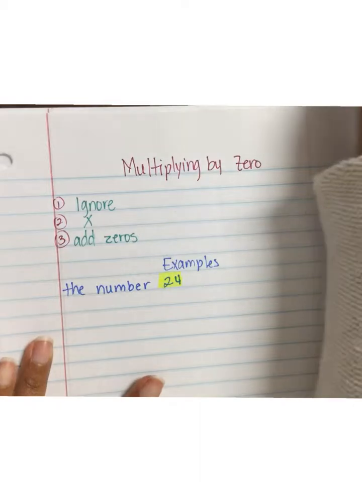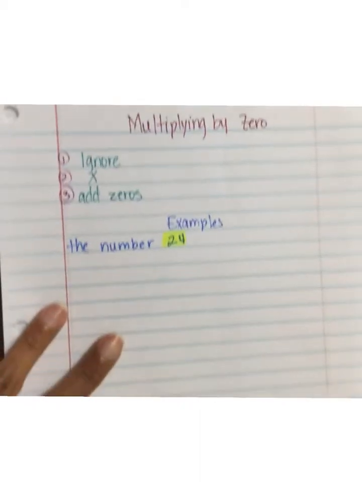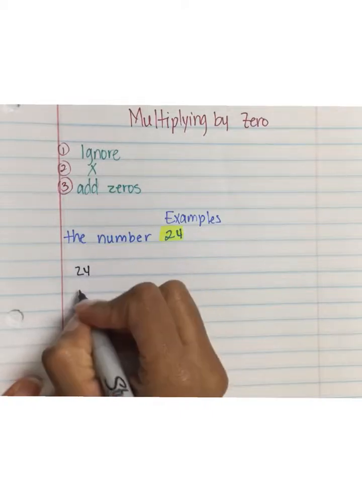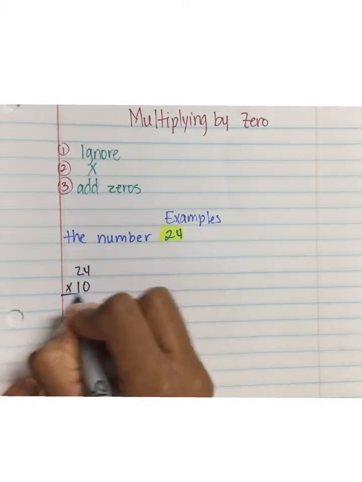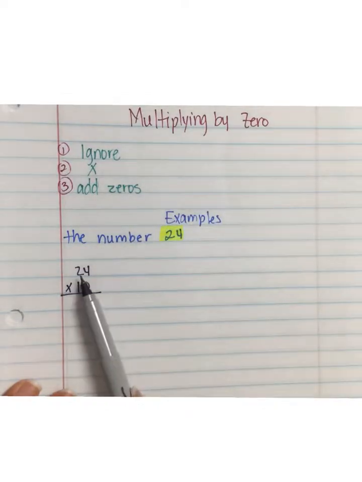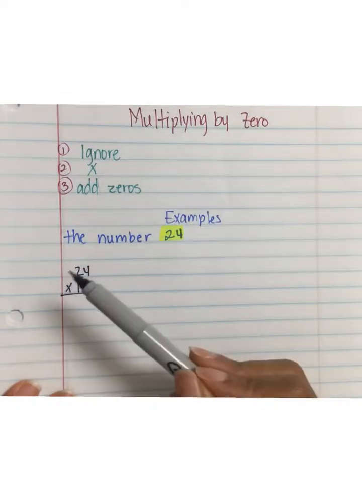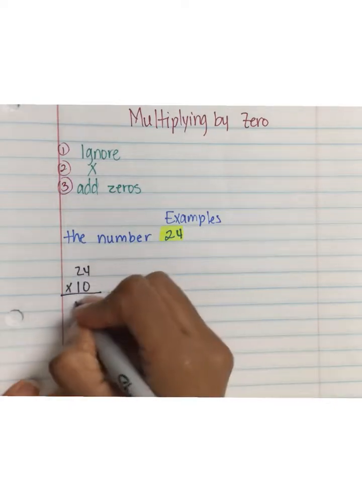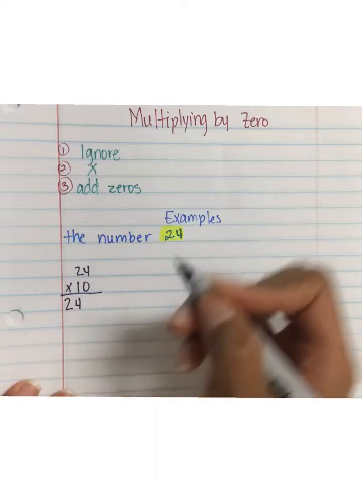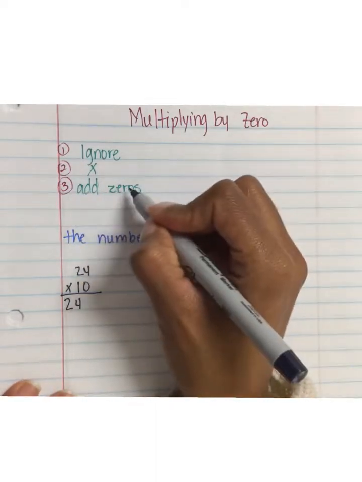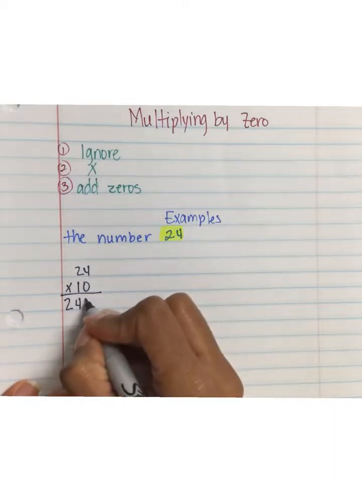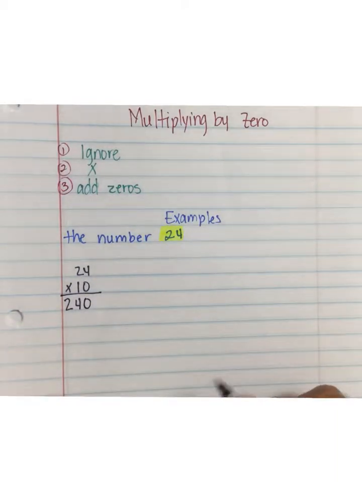For an example, I want to use the number 24. So what I can do is take 24, multiply by 10. The first thing we do is ignore that 0. So that 0 does not exist right now. So what I have is 1 times 4, which is 4. 1 times 2 is 2. And the very last step is to add the zeros. Right now I only have 1 zero, so it becomes 240.